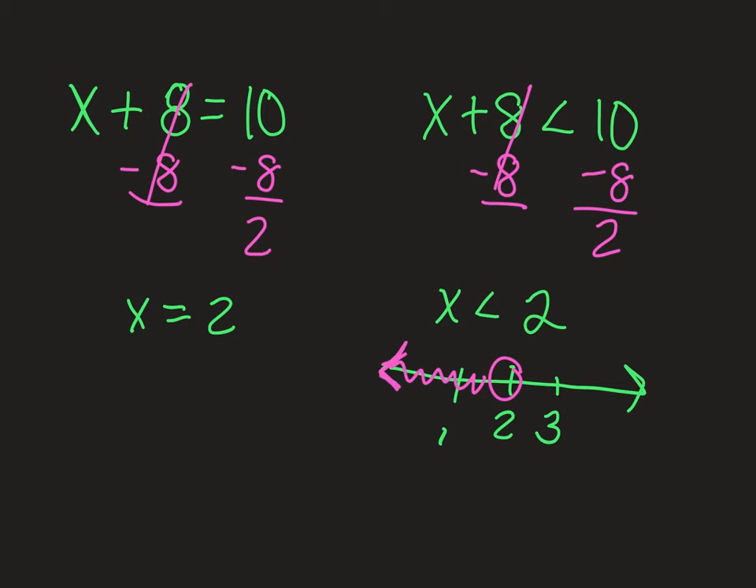Everything in pink is an answer. 1 is an answer, 0 is an answer. X could be 1, x could be 0, x could be -1, x could be -2. X could be decimals or fractions in between those. Anything that is smaller than 2 is an answer. Only 2, smaller than 2.